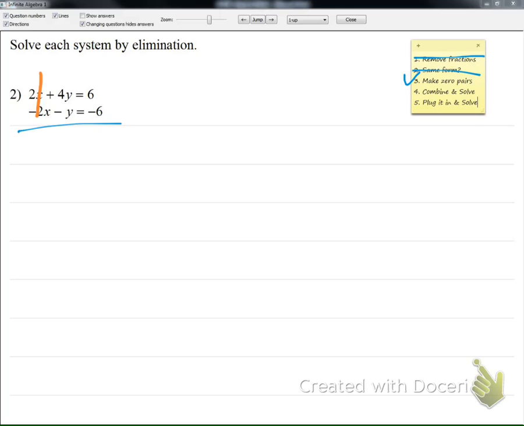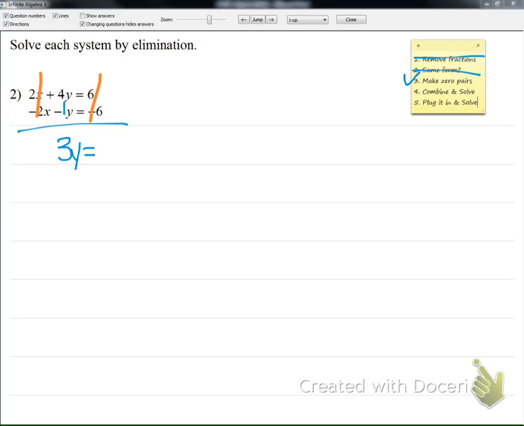You're ready to combine and solve. You have a positive 4y and a negative 1y, so that is a positive 3y is equal to. Now look at this. I can't tell you how many students I see that just do this, and they go, okay, I don't know what I'm supposed to do now. It's 3y. Well, you're still combining the constants together.